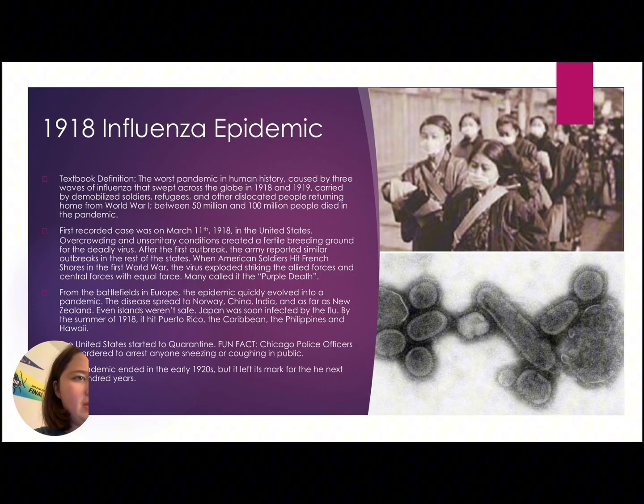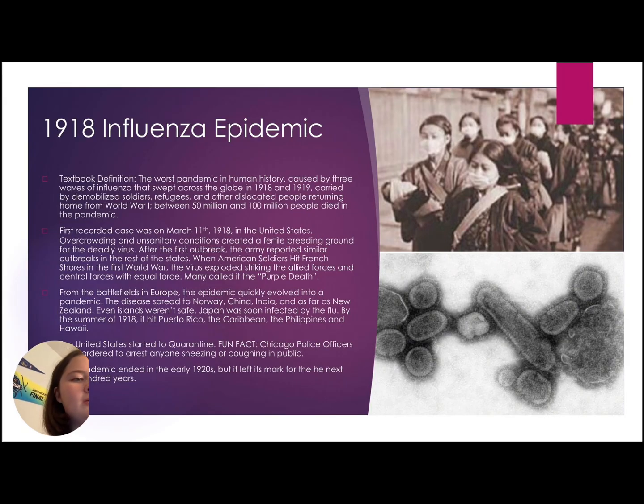1918 influenza epidemic. The textbook definition of the 1918 influenza epidemic is it was the worst pandemic in human history, caused by 3 waves of influenza that swept across the globe in 1918 and 1919, carried by demobilized soldiers, refugees, and other dislocated people returning home from World War I. Between 50 million and 100 million people died in this pandemic. First recorded case was on March 11, 1918 in the United States.